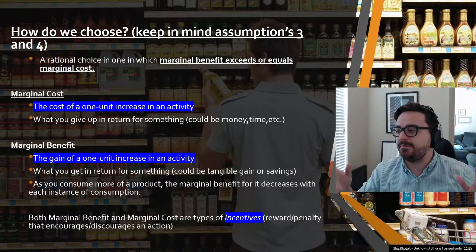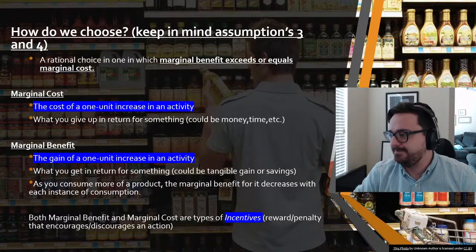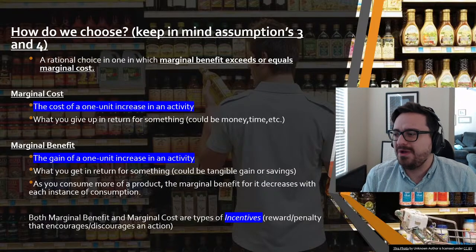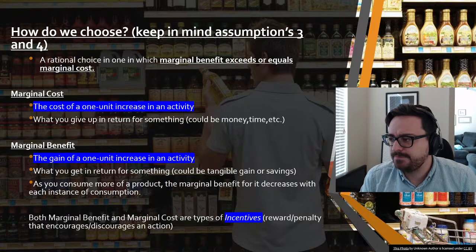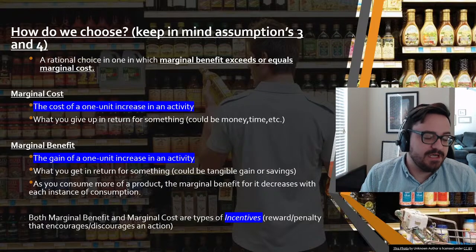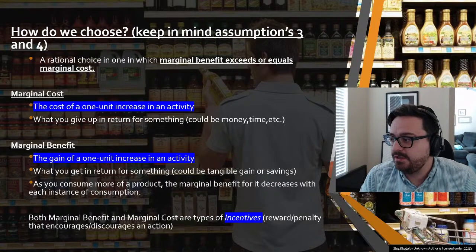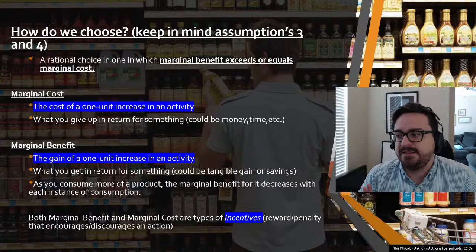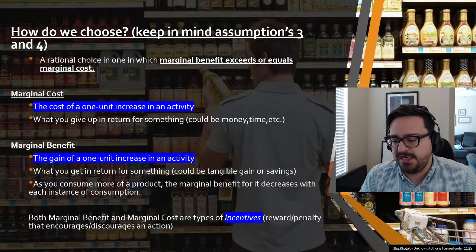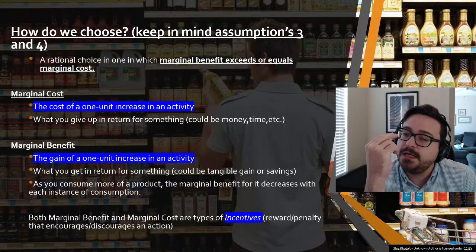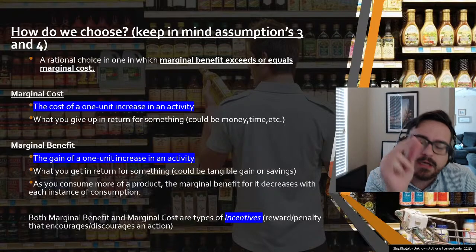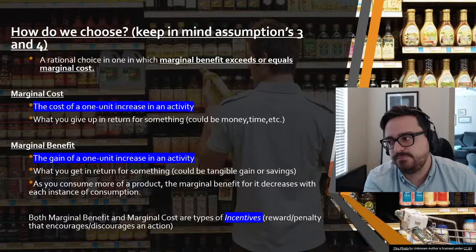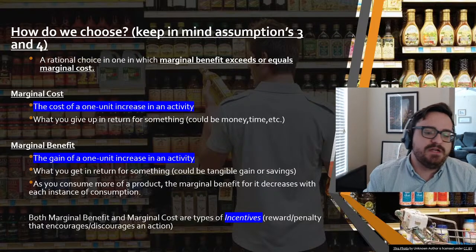So as you consume more of a product, the benefit starts to deteriorate over time. It gets less and less. I also refer to this as the 20-piece McNugget rule, where the first nugget you eat is pretty good because you're hungry and desperate because it's McDonald's. But by the time you get to like the 20th nugget, you're looking at it and you're like, this is chicken paste. I think I see an eyeball in here or whatever. You're getting less and less out of it the more and more you eat, right? That's the idea for marginal benefit.